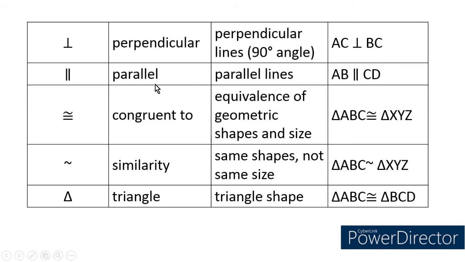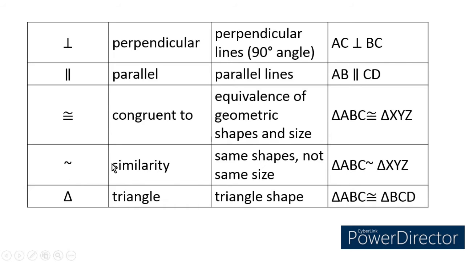Two vertical lines indicate parallel, or we can call them parallel lines, and the statement will be read as AB parallel to CD. Next symbol is congruent to, and the statement will be triangle ABC is congruent to triangle XYZ. The meaning is the equivalence of a geometric shape and their size of their triangles.